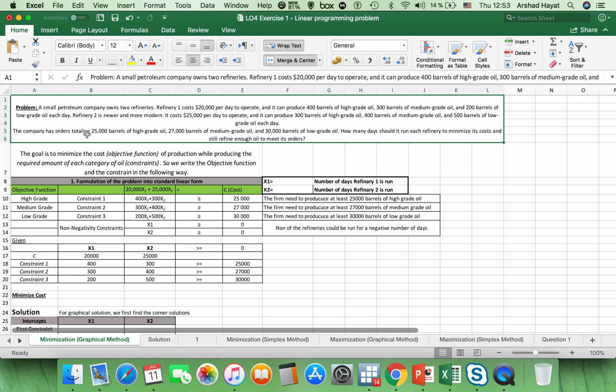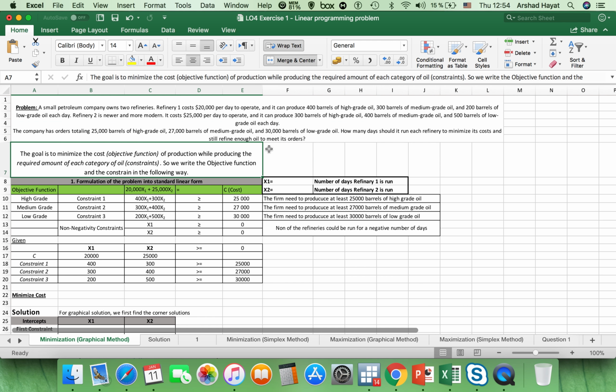Given all this information, the company has orders totaling 25,000 barrels of high grade oil, 27,000 barrels of medium, and 30,000 barrels of low grade oil. Now, how many days should it run each of the refineries that would minimize its cost and still meet its orders, right? So the demand would be fulfilled and the firm would be able to minimize its cost. So this is a cost minimization problem. We can clearly see that.